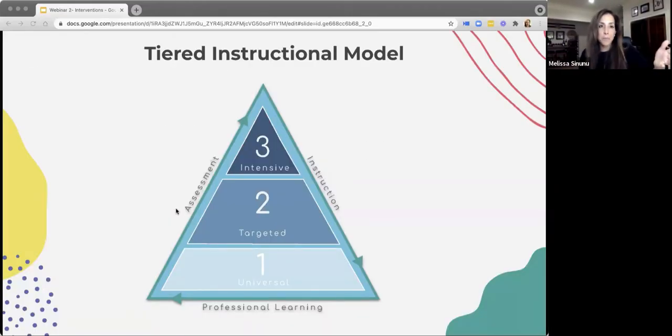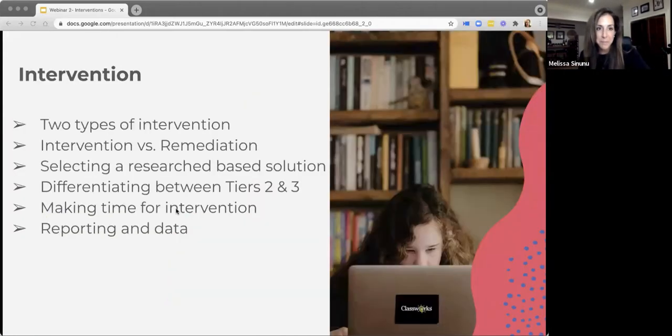So at this point in your process, you've selected an awesome screener. You have reviewed the data and placed students that need extra support into their appropriate tiers. You may have even established the progress monitoring you're going to conduct each week to make sure students are responding to their interventions. Now the big question is, what exactly is the right intervention and how to implement it effectively?